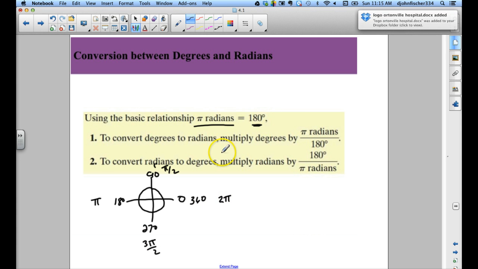As we go through, it gives us our radian measure around the circle. So 360 and 2 pi are the same. Pi and 180 are the same. To convert degrees to radians, multiply degrees by pi radians over 180. So to convert from degrees to radians, we're going to multiply by pi over 180. To convert from radians to degrees, we're going to multiply by 180 over pi.